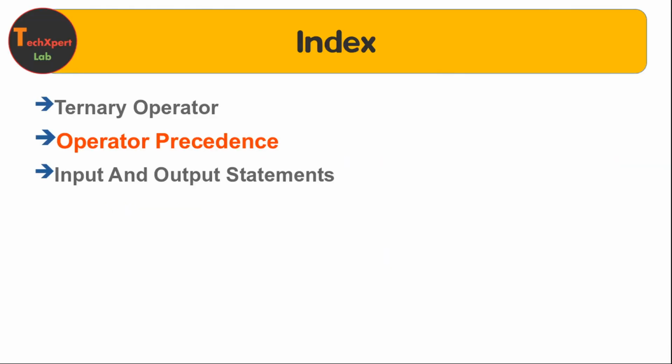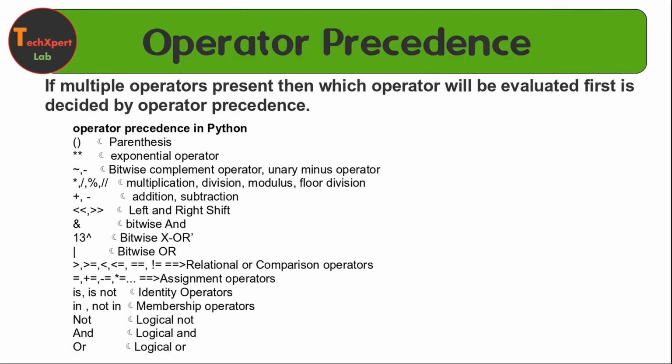Next is operator precedence. If multiple operators are present in an expression, which one will be evaluated first is based on the operator precedence. So let's see how operator precedence works. This following list contains all the operator precedence available in Python. You can go through this list quickly. Instead of getting more explanation on this list, let's move to a simple example of how operator precedence works.